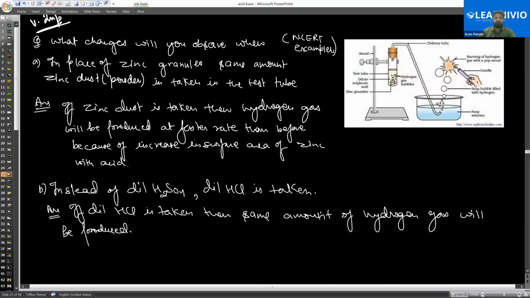Done, sir. Now, instead of H2SO4, we have taken HCl this time. Write down: if H2SO4 is taken instead of HCl, then the same amount of hydrogen gas is going to be produced.